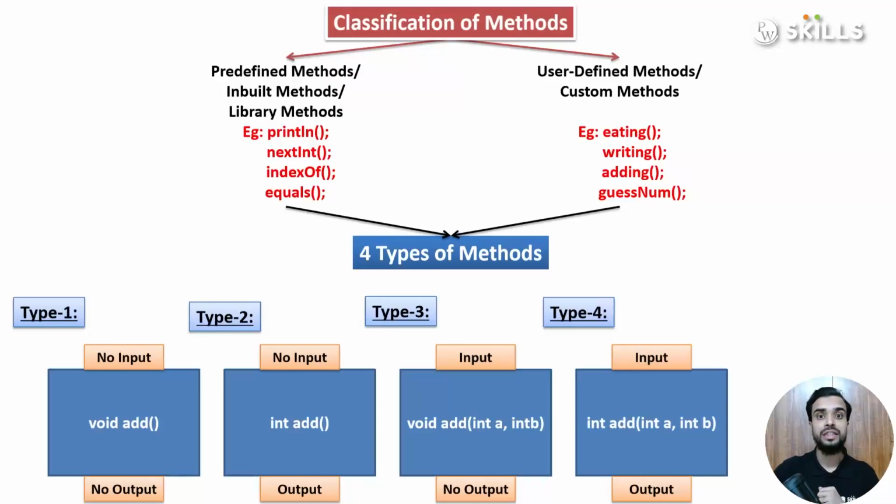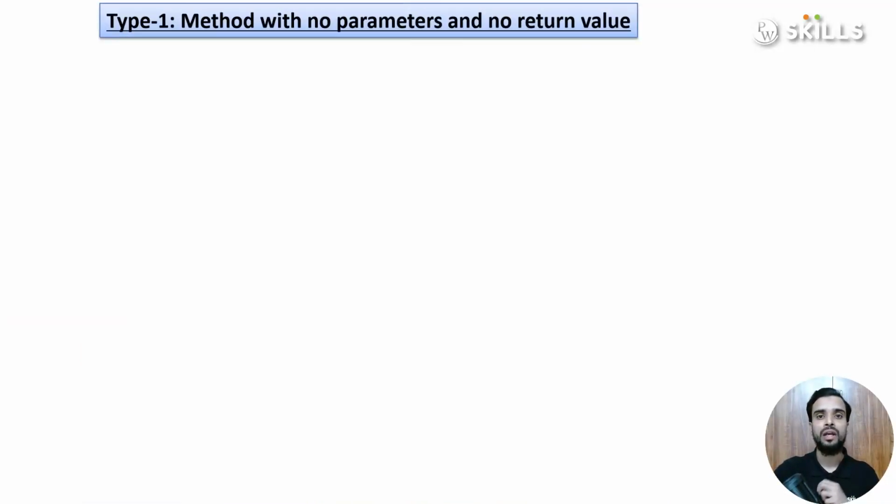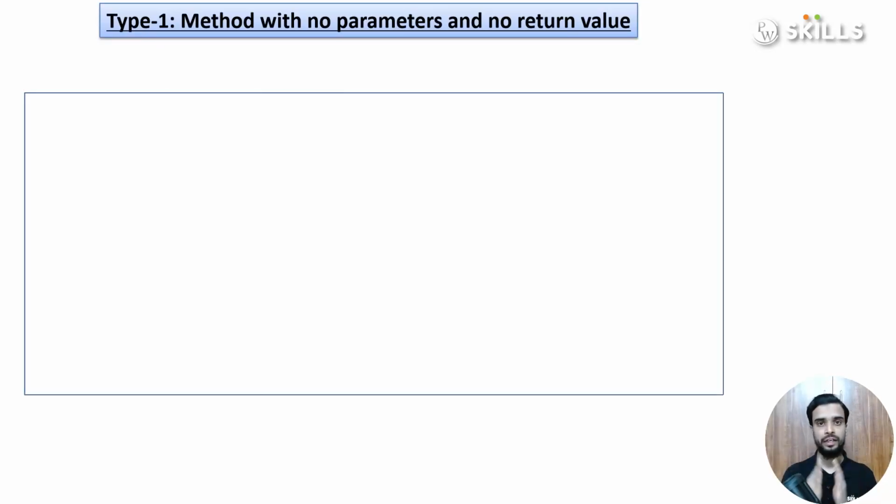Anyways, now let us quickly start with the type 1 methods here. Methods with no parameters and no return value. Now, please understand the program wherein I would like to create a class called the Calculator class. And we know how we create a class in Java? It is by using that special keyword called class.